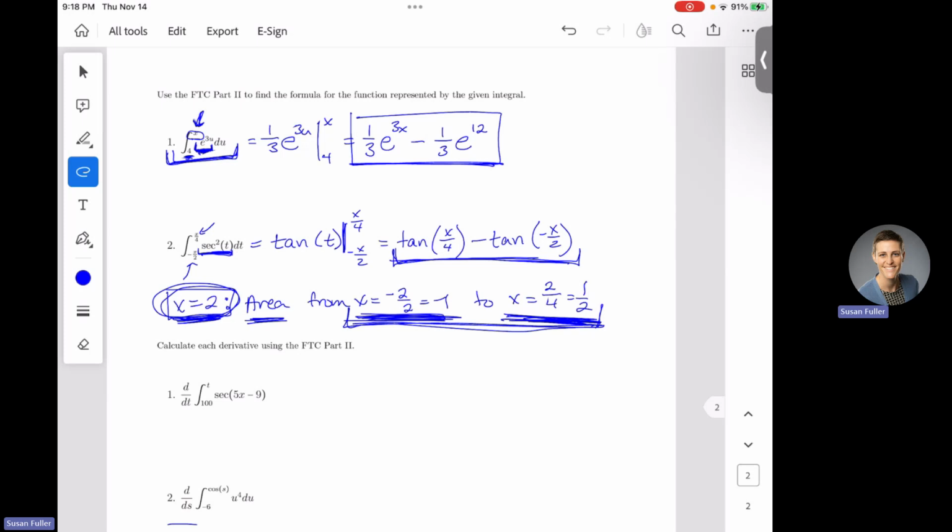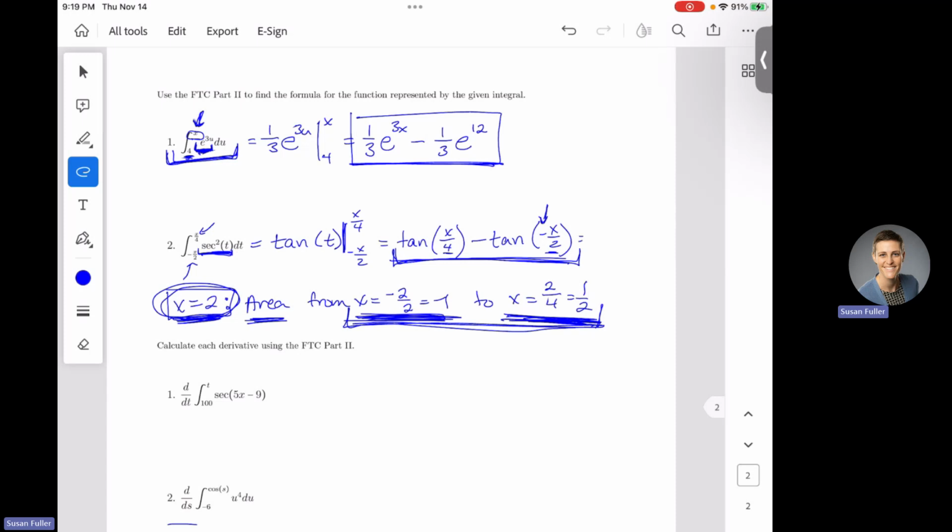And that's my area function. We can't really combine these because what's inside isn't the same, so I can't just add these together. The only simplification I can do is that I have a negative inside a tangent function, and tangent is an odd function.